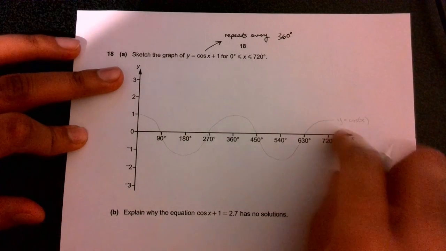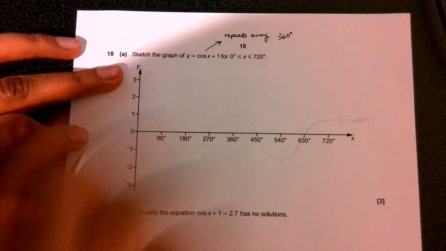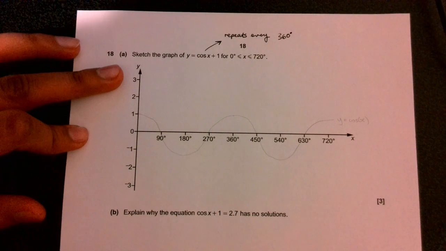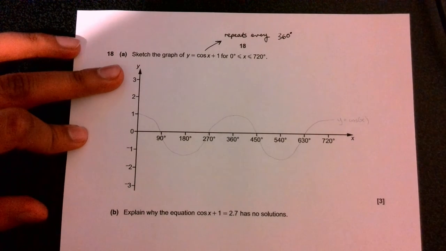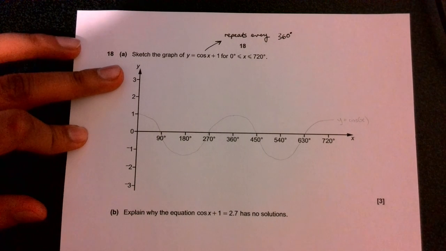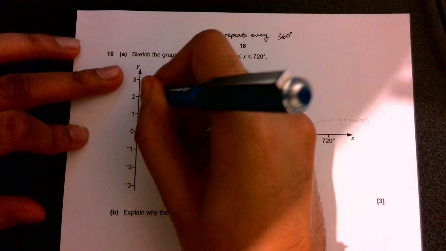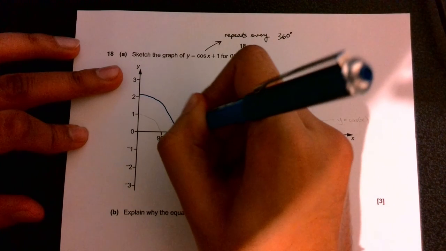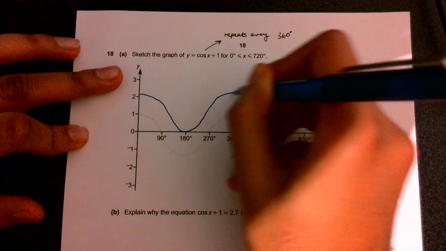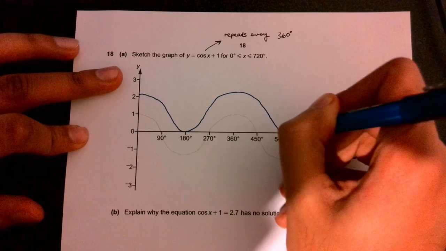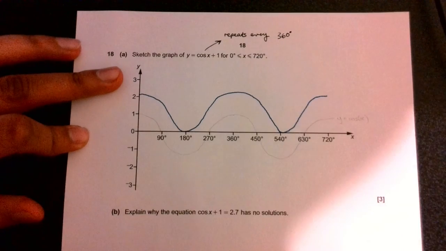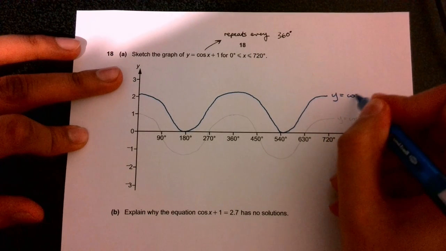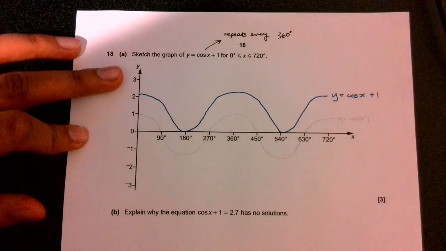And what we're doing over here, we're adding 1 to each of these y values. So we need to shift this graph up by 1 value. And doing so, I will do my best to do this. We have something like that. So this is y equals cos x plus 1.